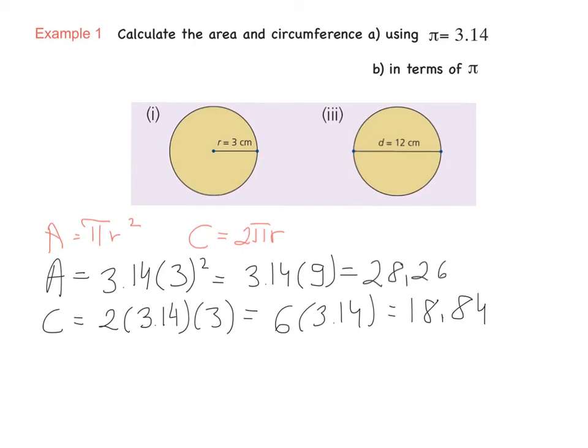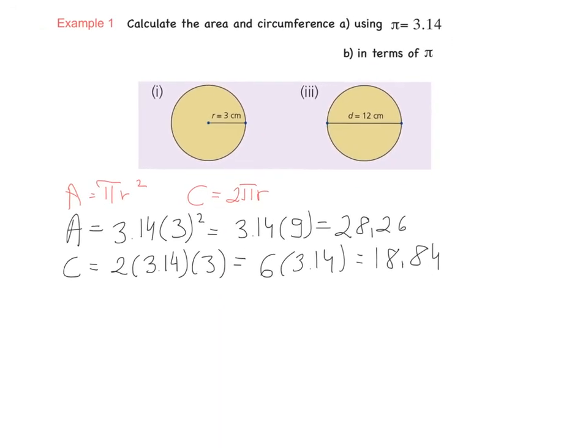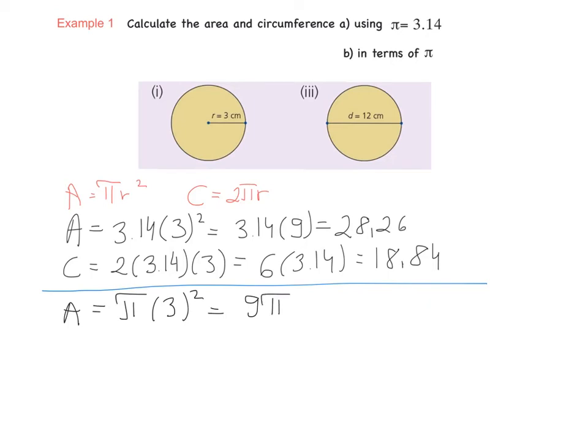Okay, the next thing is find the area and circumference in terms of pi. We still will be using the same formulas, but we'll leave pi as it is. So A is pi r squared, and instead of r we need to write down 3, so 3 squared, which is 3 multiplied by 3, is 9 pi. And this is the answer.